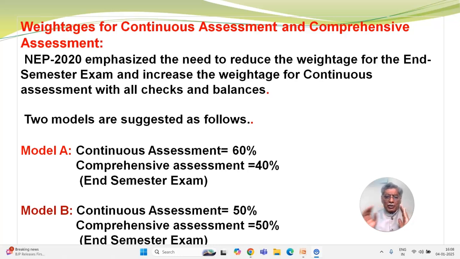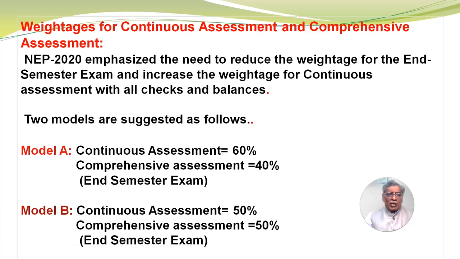Model A, continuous assessment is 60%, comprehensive assessment is 40%. That is end semester exam. Model B, continuous assessment is 50% and comprehensive assessment is 50%. That is end semester examination. Either of the models can be made use of.